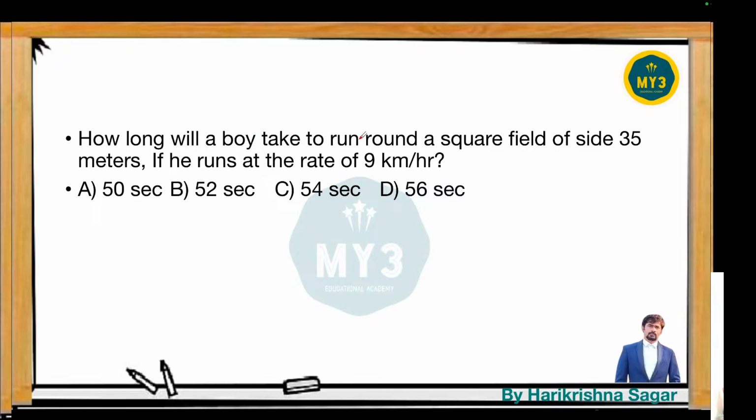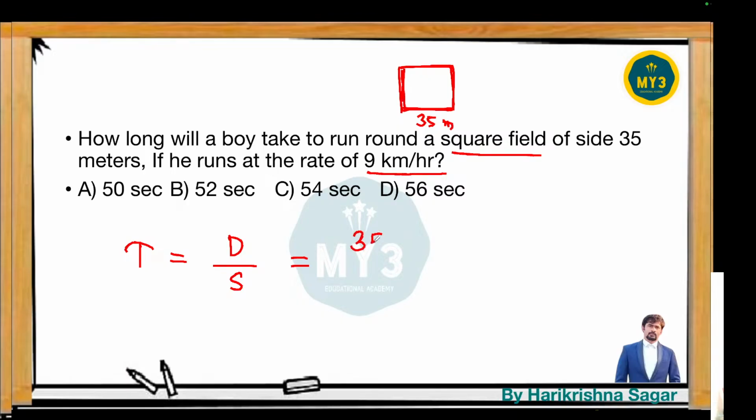How long will a boy take to run around a circular field of side 35 meters at the rate of 9 kilometer per hour? So they are asking the time. What is the formula for time? Time is distance divided by speed. The distance is given as 35 meters, and he runs around the field. This means you have to take the perimeter of it, so that means 35 into 4. That's the total distance covered.